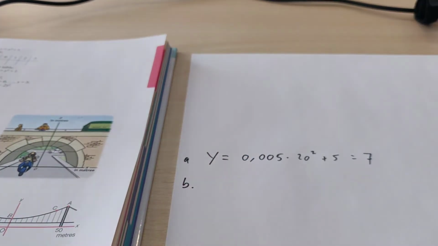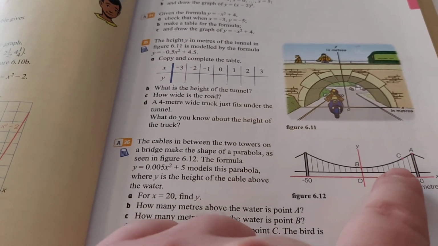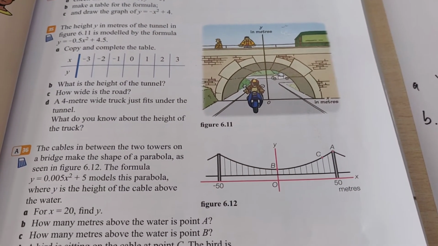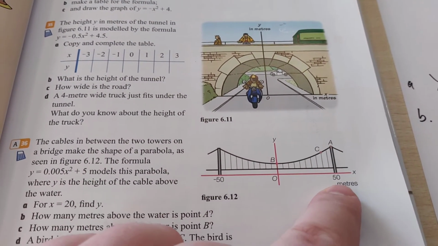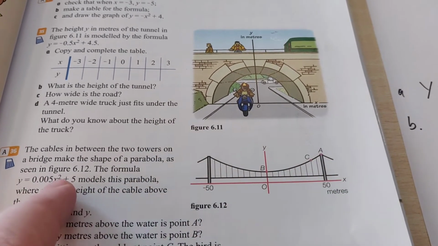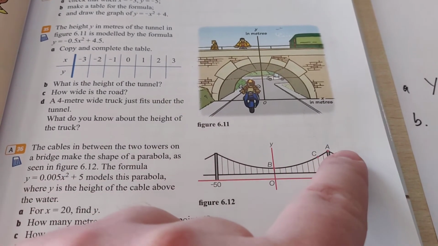Then we're going to go to exercise B. It says how many meters above the water is point A? Well, point A is over there, as you can see, there it is. And we do know the x that belongs with point A. See that? The x value is 50. So if we take 50 and put it in the formula, then what we get is y, and y is the height of point A.